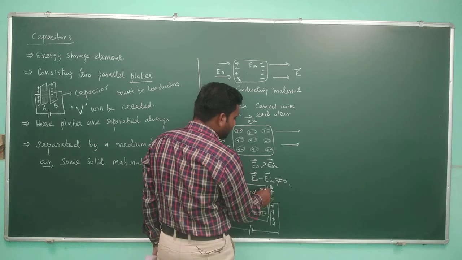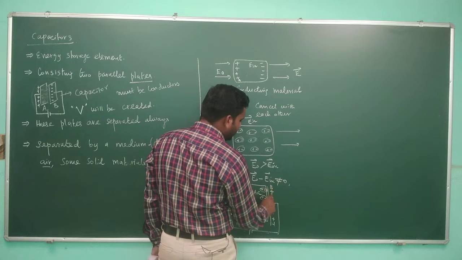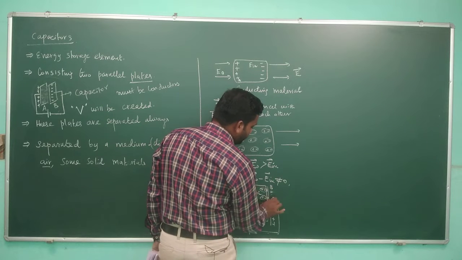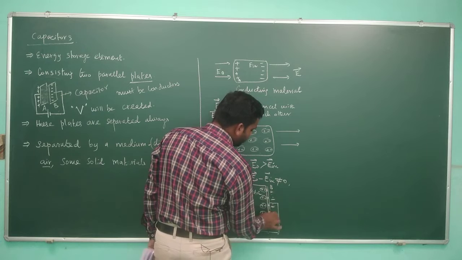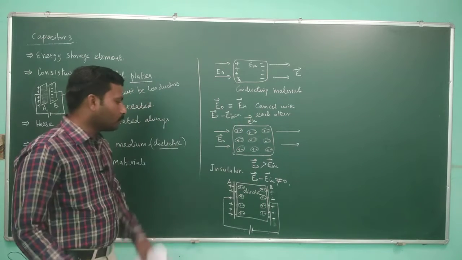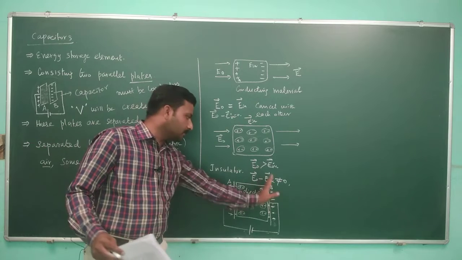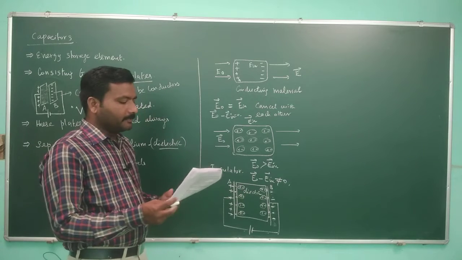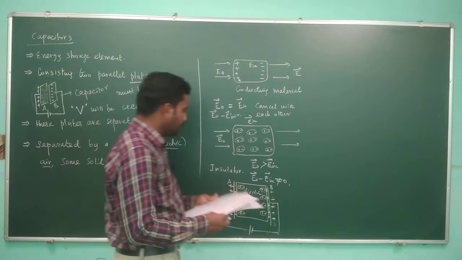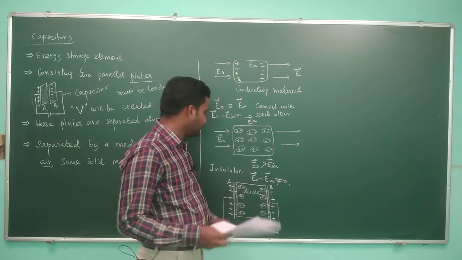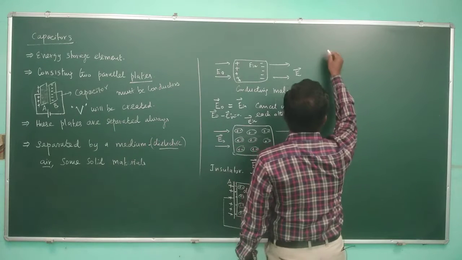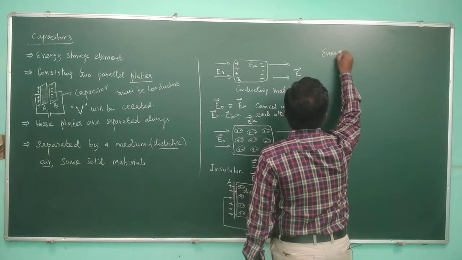Here you see there is a negative, so the inner side of the plate would have a positive charge, and the outer side would have negative charge. So one side positive charge, other side negative charges will be created. In this way, it becomes capable of storing energy.